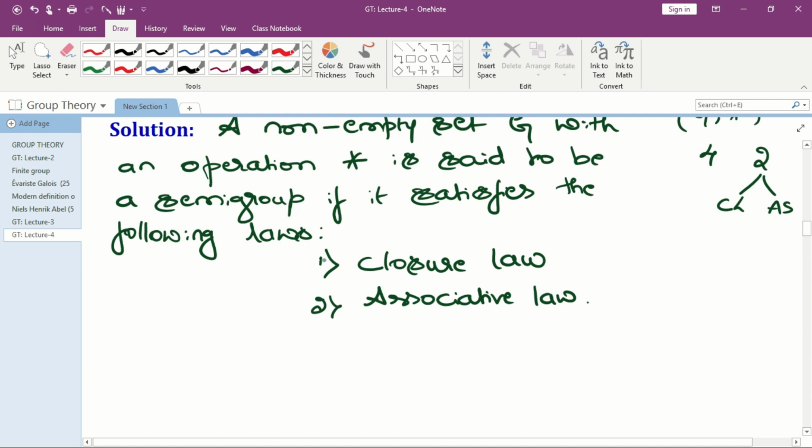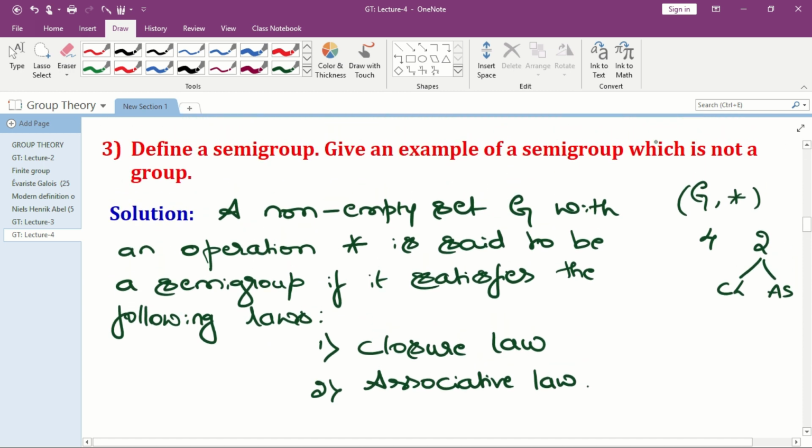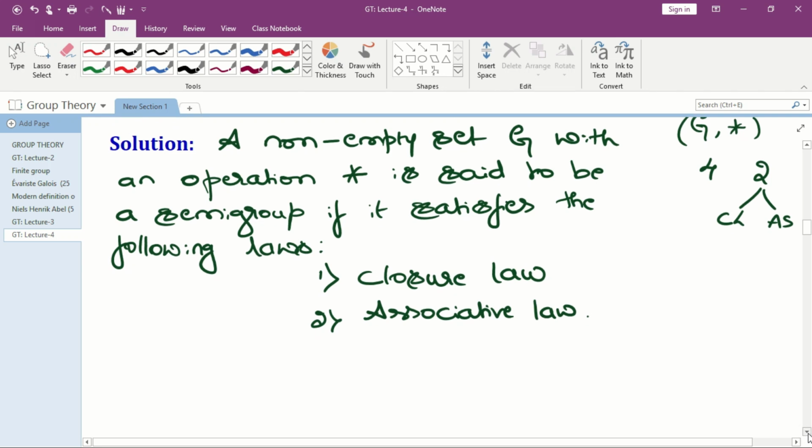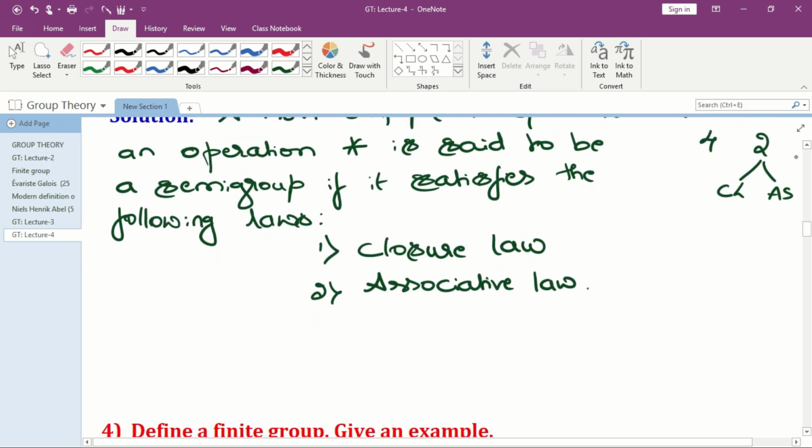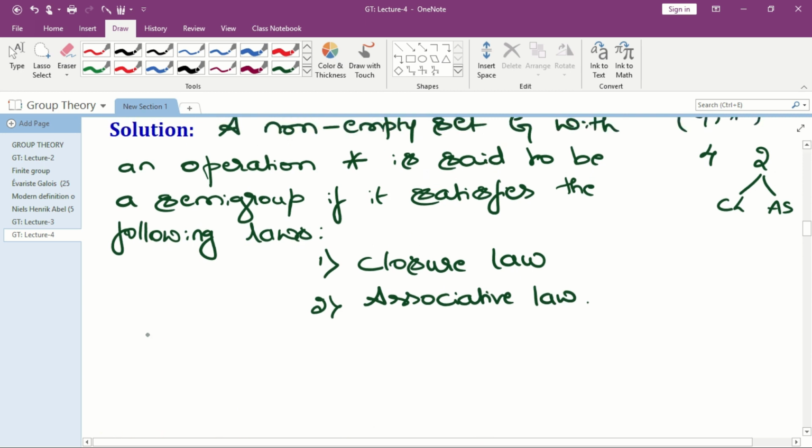All the groups satisfy two laws, closure and associative. Therefore, all the groups which we have given in the previous two problems are examples for semigroup. But here in the second part, they have asked for an example of a semigroup which is not a group. That means we have to give a set which satisfies only two laws. So for example, we shall give an example N plus.